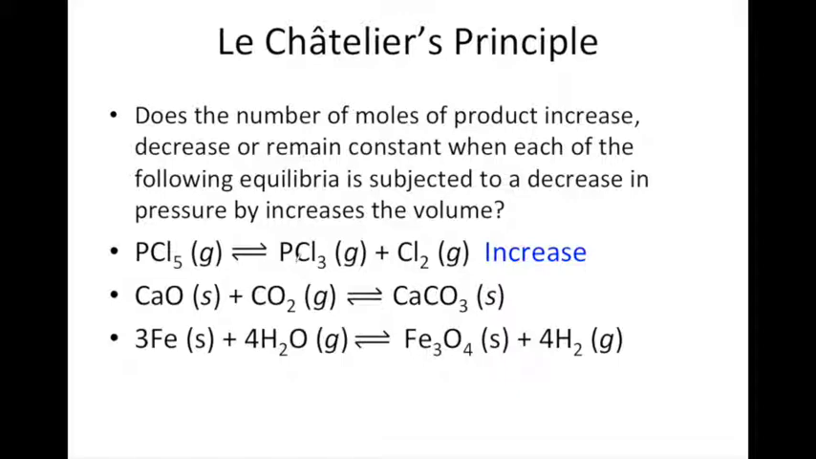The second one, well, calcium oxide is a solid, calcium carbonate is a solid. We only want to look at the moles of gas, and we only have one gas here, carbon dioxide. So if we decrease the pressure by increasing the volume, the equilibrium will again shift to the side in order to produce more moles of gas. So the reaction will shift from right to left in order to reestablish equilibrium. So my moles of product will decrease.